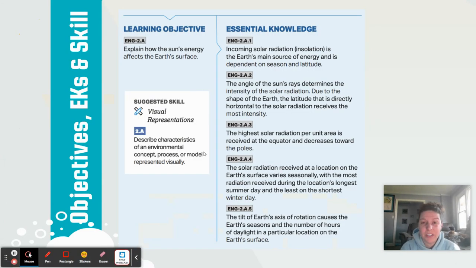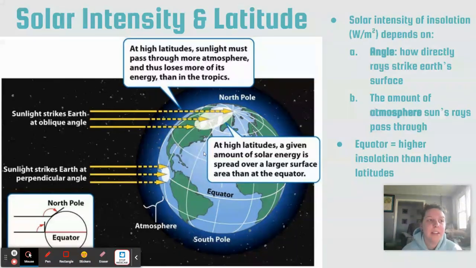So, lots of essential knowledge in this section. I'm not going to go through all of those right now because I'm going to do that in the notes, but just understand our main learning objective for today is to explain how the sun's energy affects the Earth's surface. And your practice FRQ is going to be just to describe characteristics of an environmental concept, process, or model represented visually. So let's go ahead and start with some things that are going to determine solar intensity.